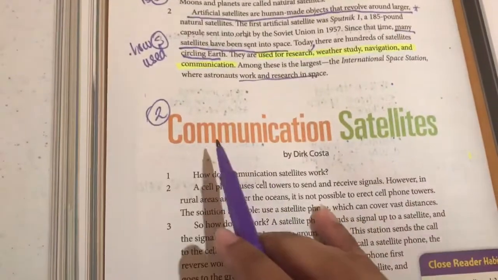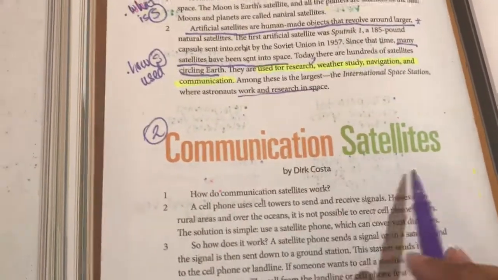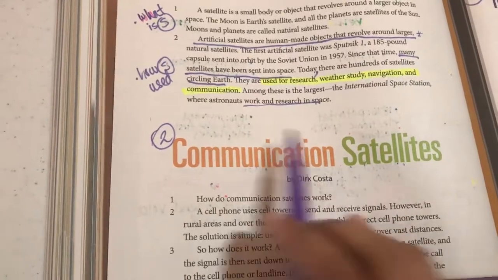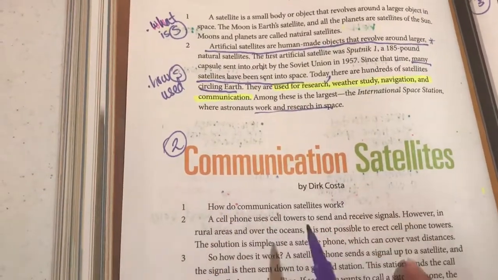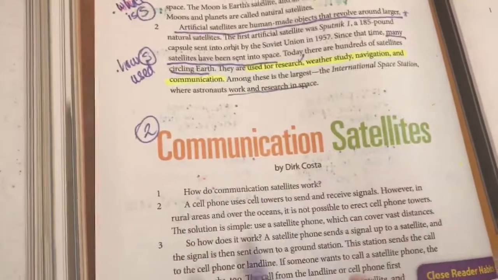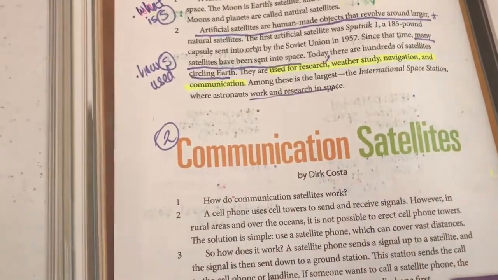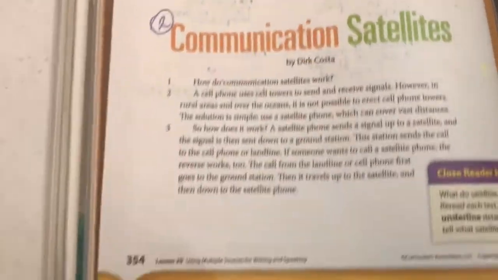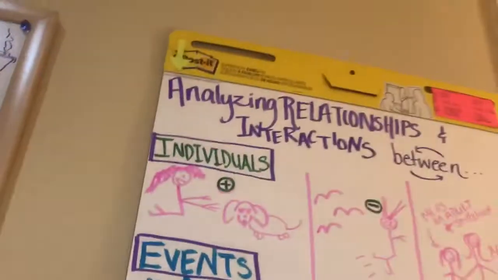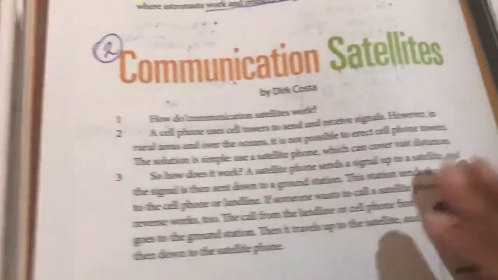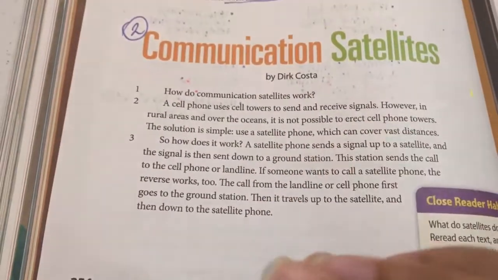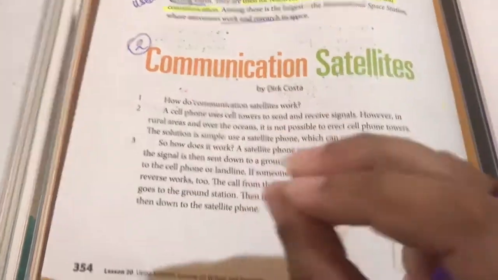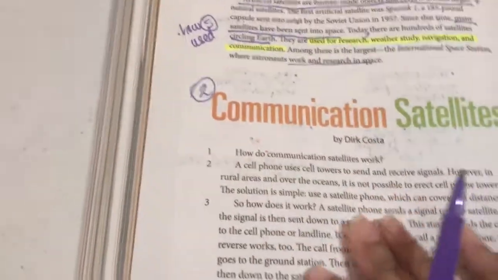Let's continue coding. Communication Satellites by Dirk Costa. Let's go ahead and look at the word communication. This one was just called satellite. Communication satellites. What do we think about when we think of communication? I think about a word that we studied a few days back when we talked about analyzing relationships and interactions. I think about the word interaction when I think of communication, right? It takes some listening, it takes some speaking, it takes some receiving, it takes some giving, right? When it comes to communication.